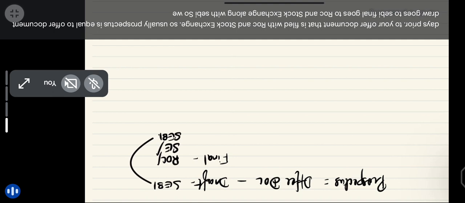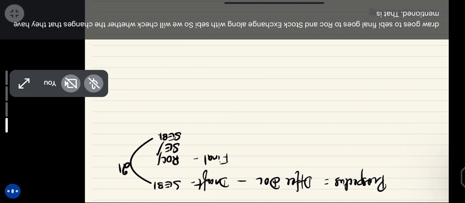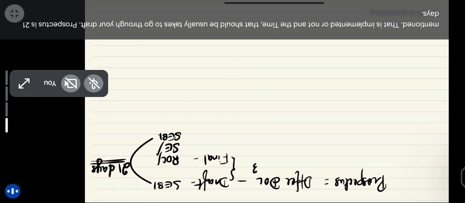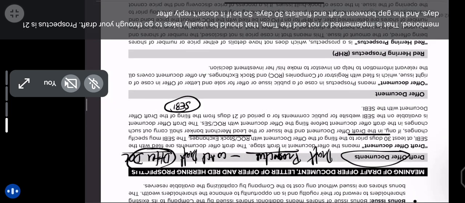SEBI will check whether the changes that they have mentioned are implemented or not. The time that SEBI usually takes to go through your draft prospectus is 21 days, and the gap between draft and final is 30 days. So if SEBI doesn't reply after 21 days, you can consider that your prospectus has been approved.